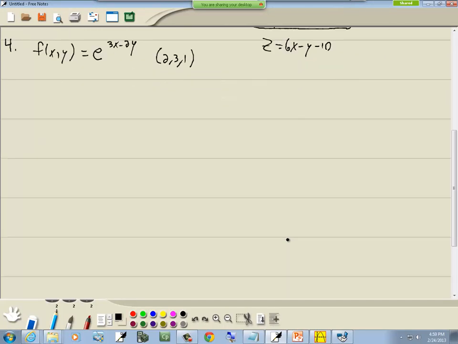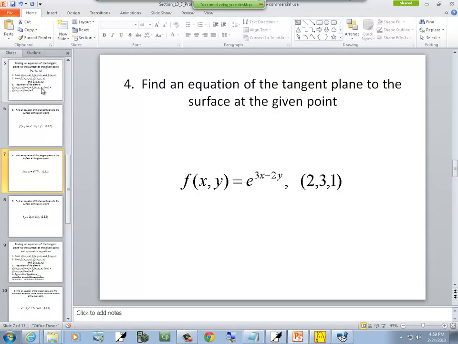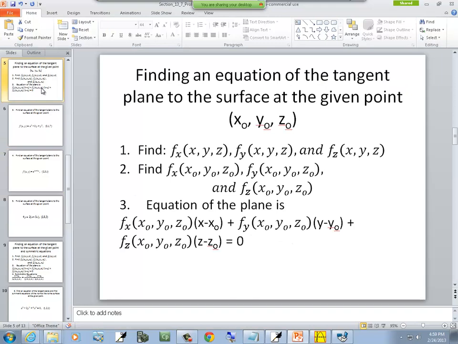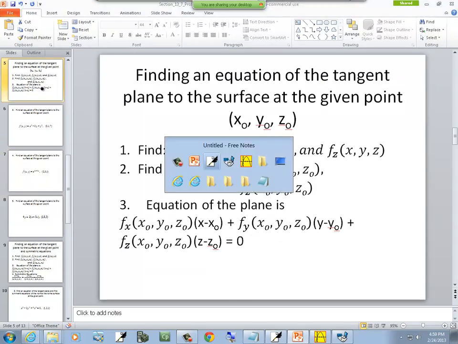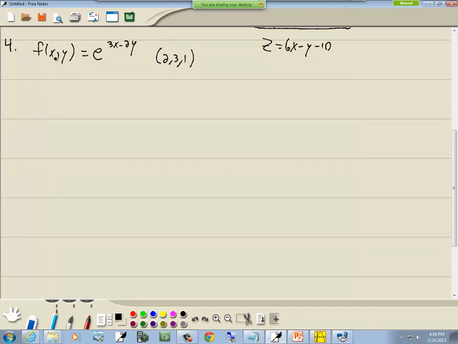Okay, let's look at this one. Let's go back to our steps. So find the equation of the tangent line to the surface at a given point. We want to find our partials, spec x, y, and z. Need to have everything over one side. Remember this notation is the same as having a z here. Is equal to e to the 3x minus 2y, so I'll bring that over. Then we'll get z minus e to the 3x minus 2y equal to 0.